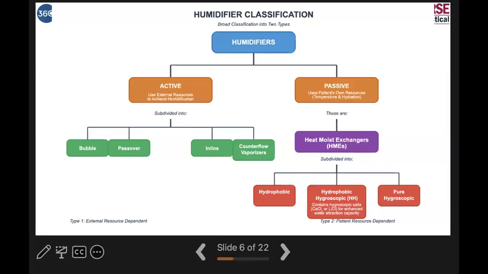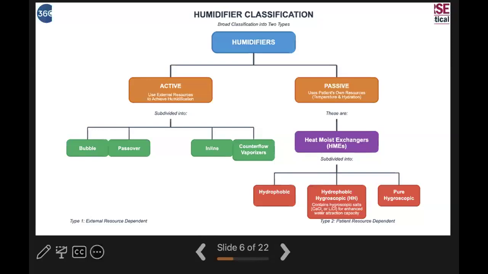What is passive? Passive means it uses the patient's own resources. When the patient is exhaling, the exhaled air carries some temperature and water vapor, right? It just traps it from the exhaled air. When the inflow happens, it uses the same trapped humidity in the inflow air and delivers it back to the patient. These are called passive humidifiers, where it uses the patient's own resources to humidify the circuit. These are called heat moisture exchangers.